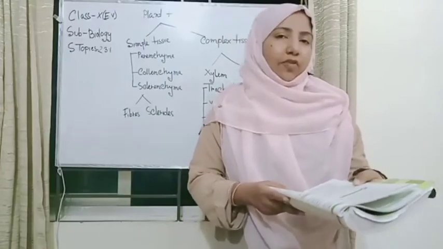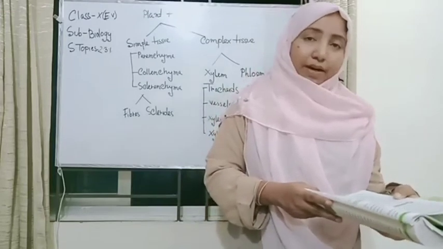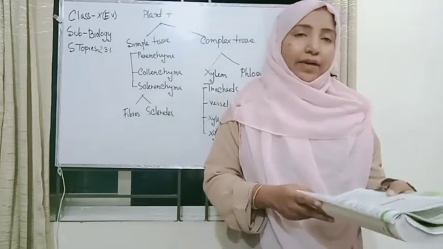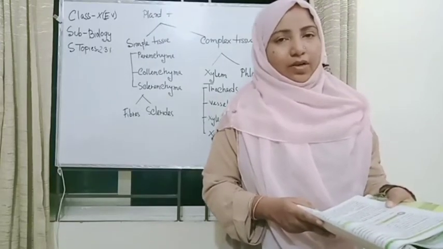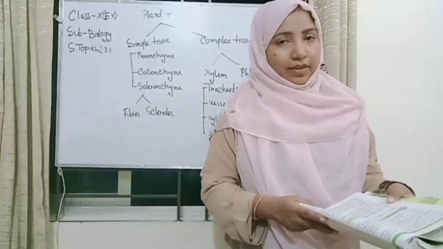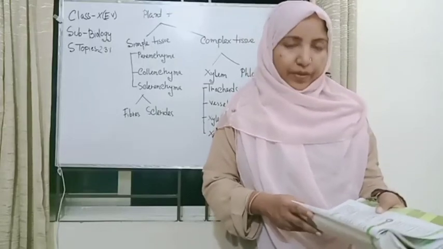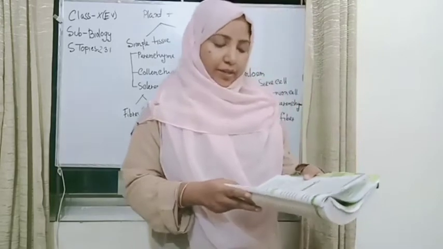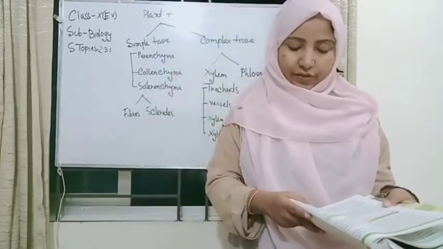The cells of meristematic tissues are capable of cell division, but the cells of permanent tissue are not. So it is also one of the points of differentiation. First is the meristematic tissue and second is the permanent tissue. Tissue can be grouped into three types. First is the simple tissue, the complex tissue, and the excretory tissue.